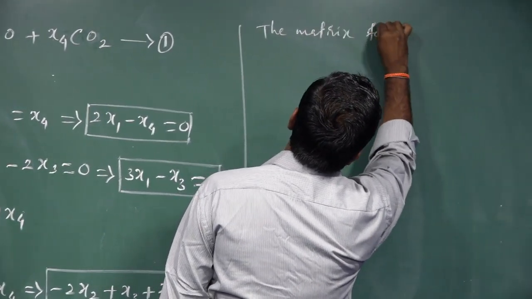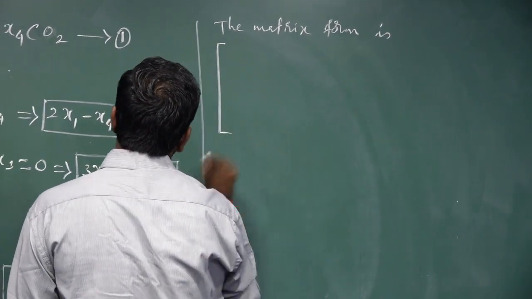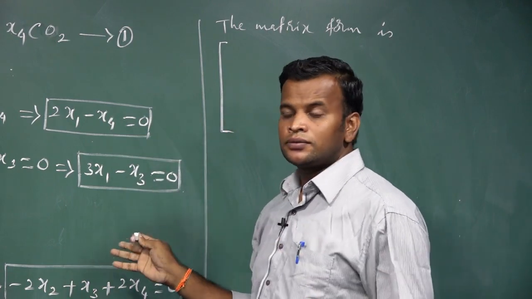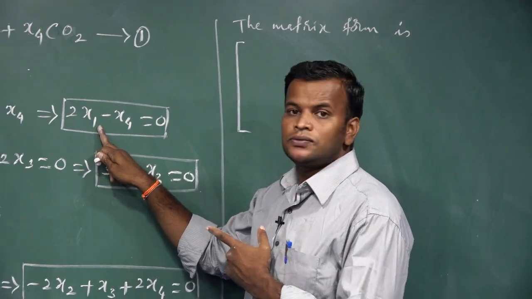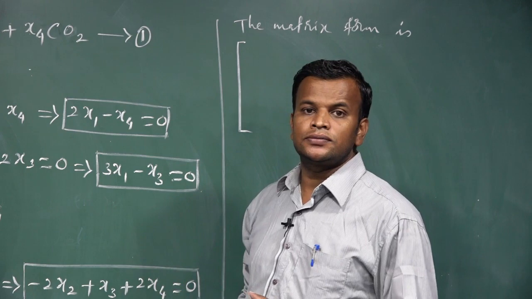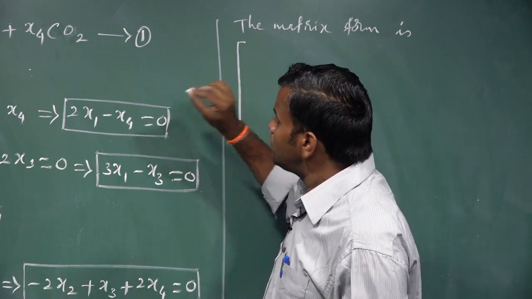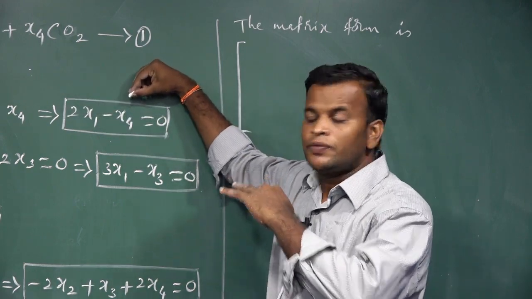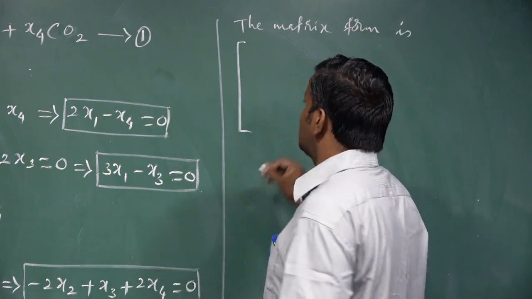The matrix form is... some numbers are missing, it's very important. All the terms are not there. After x1 we need x2. You see there is no x2, and also the x3 term is not there, but the x4 term is there. So we write each and every element. You know very well, the first equation lies in the first row, the second equation lies in the second row, and the third equation lies in the third row.